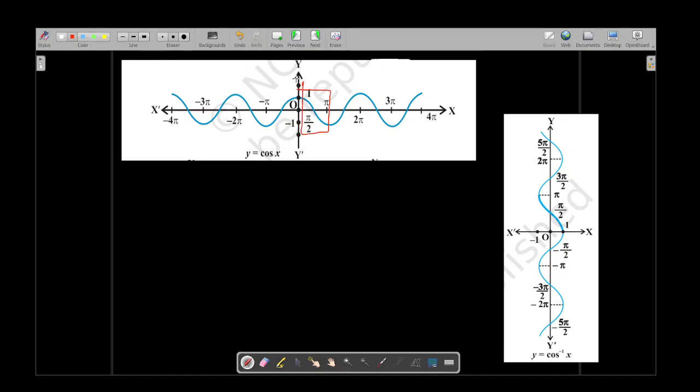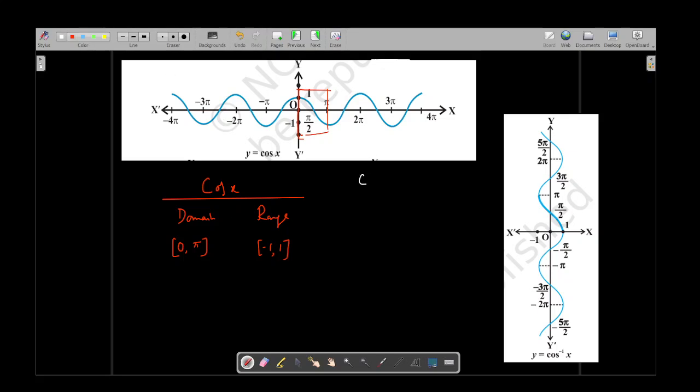So here, clearly, from here to here, it is 1-1. So for cos x to have an inverse function, the domain is 0 to pi, and the range is minus 1 to 1.